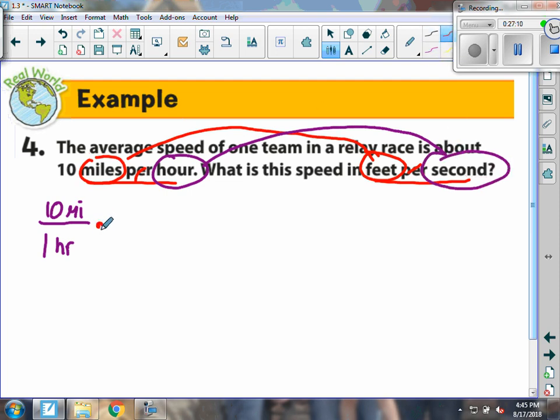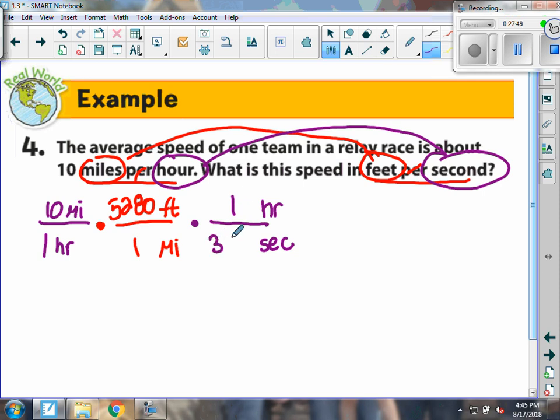So let's start with the first one, miles to feet. I'm going to create my fraction. Miles is on the top here, so it has to be on the bottom here, and feet is going to go on the top. 1 mile is 5,280 feet. So there's my first fraction. Now I'm going to create my second one. I'm going from hours to seconds. If hours is on the bottom, I'm going to reach over and put it up here on the top, and hours is changing to seconds, so I'll put seconds on the bottom. In 1 hour, there are 3,600 seconds.